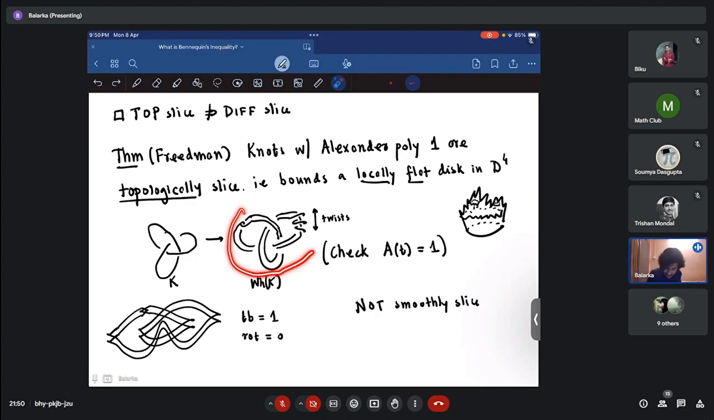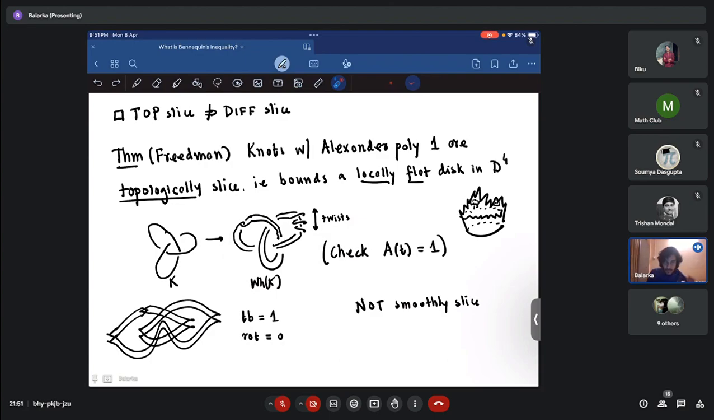This is a Whitehead double of the trefoil, and my exercise for you is to look up what the Alexander polynomial is, just the skein relation definition of it, and check that the Alexander polynomial of the Whitehead double is always one, no matter what knot, no matter how many twists you put, it's always one. So these are topologically slice. It's a hard theorem that this is true. I mean, Freedman got the Fields Medal for it, but it is a fact.